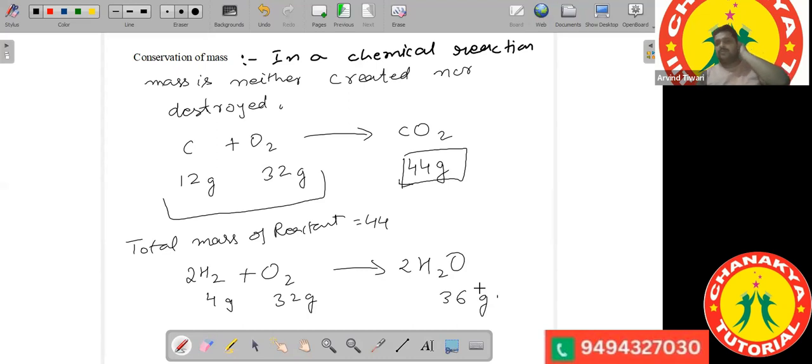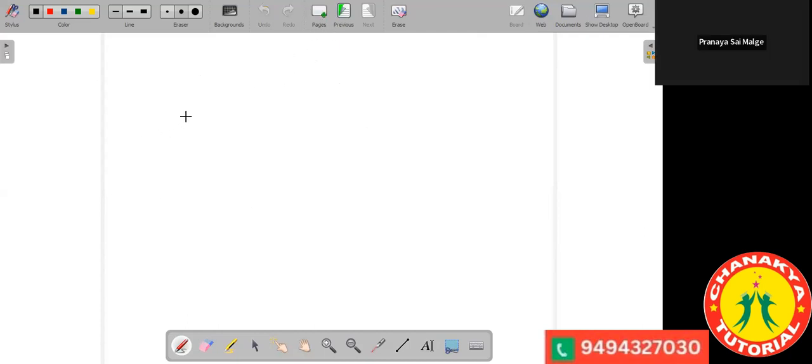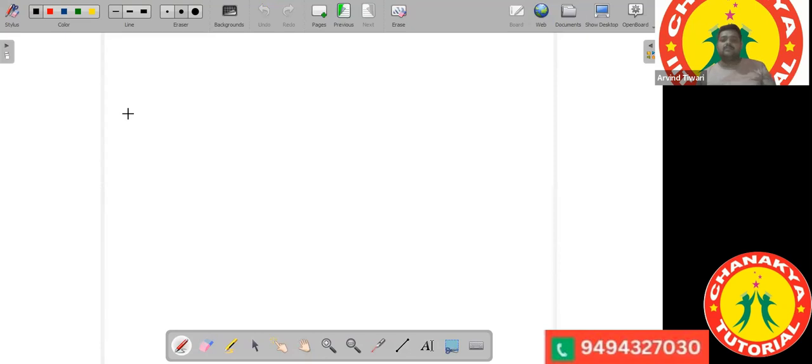Okay. So I hope everyone has understood this conservation of mass. Okay, I think everyone has understood. Let's see: carbon combining with oxygen to give you carbon monoxide gas.